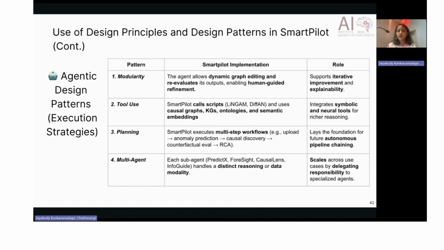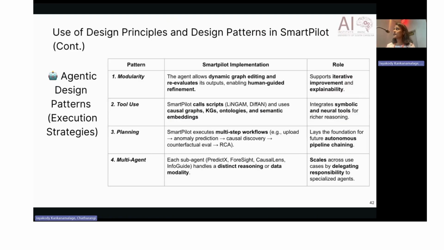And then talking about the design patterns, here, modularity means the agent allows dynamic graph editing and re-evaluating its outputs. All the things are guided by human refinement. And then we use tools like external causal discovery methods like LiNGAM and DYNOTEARS, and also knowledge sources that I explained. And then planning means SmartPilot enables multi-step workflows.